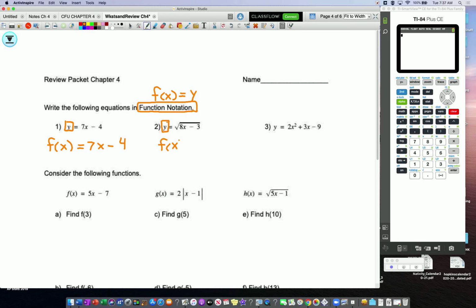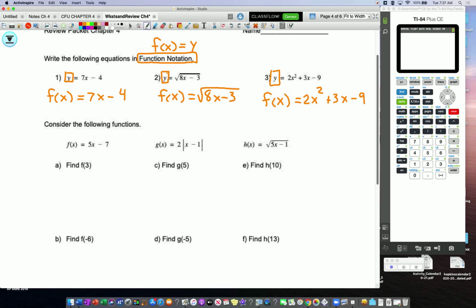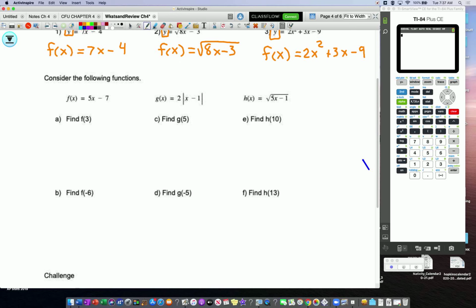F of x equals the square root of 8x minus 3. And the last one, replace y with f of x. F of x equals 2x squared plus 3x minus 9. So that's all you have to do on number one. That easy. All right, so continuing down here on the next problem, it says consider the following functions.